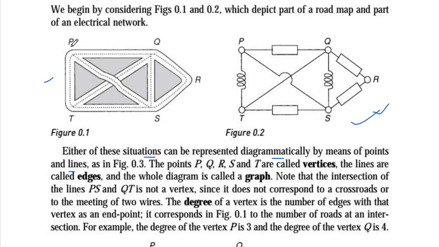Here P, Q, R, S, T are called vertices. In our next and all the next chapters we will call these points vertices. And the lines are called edges. This line, this line, this line, all the lines are called edges. So vertices and edges, the whole diagram, is called a graph. So this is the definition of a graph.